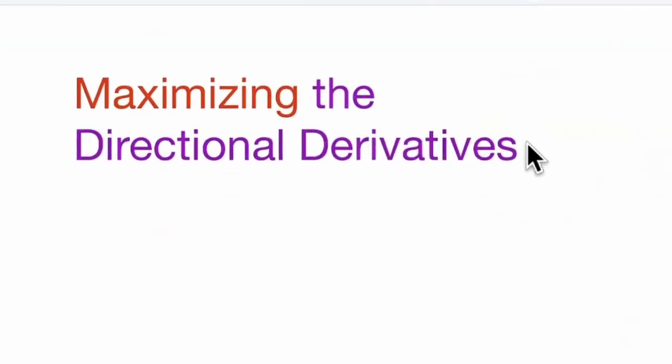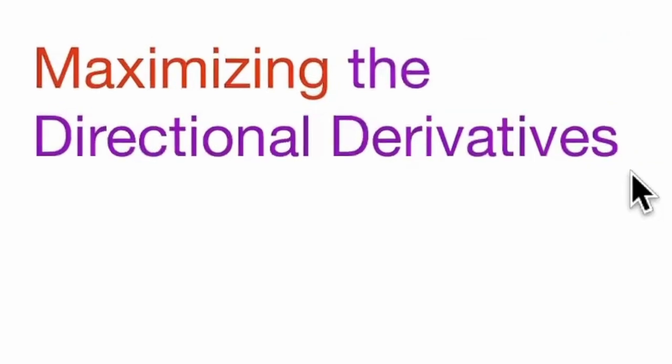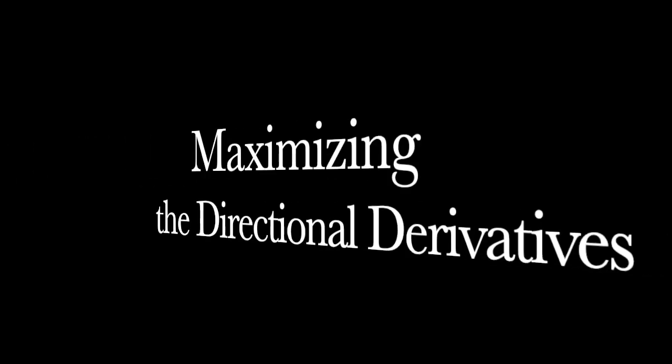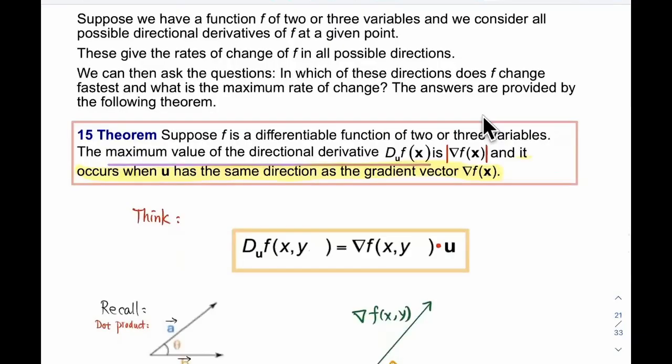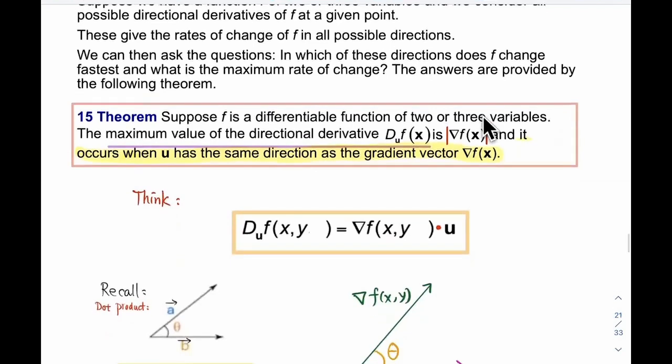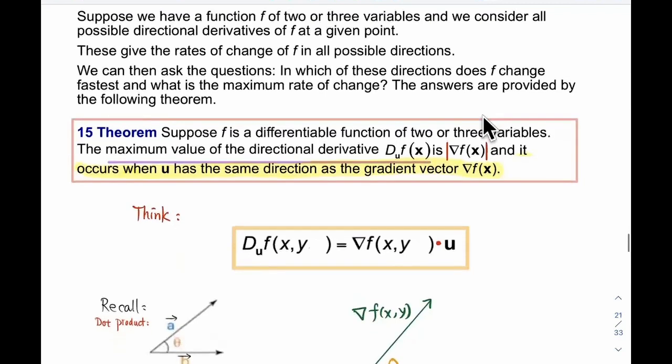The second topic here will be maximizing the directional derivative. How do we maximize this? This actually has application. A lot of times you want the directional derivative to be the maximum. So how can I make the rate of change the biggest? I forgot to start with the application, but in any case, you can look it up.